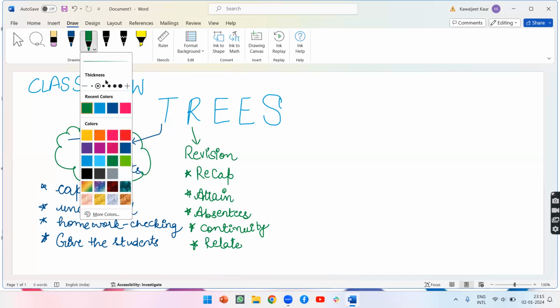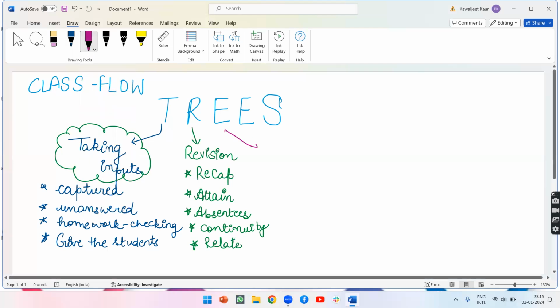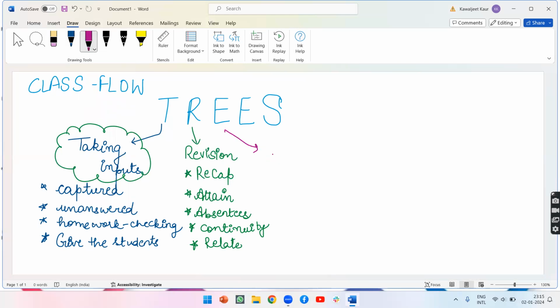The next E stands for the explanation of the new topic. Here you can explain in detail the topic that you have taken from the book, and in a class it is ideal to cover at least 3 topics. If you are doing 2, that is completely fine.